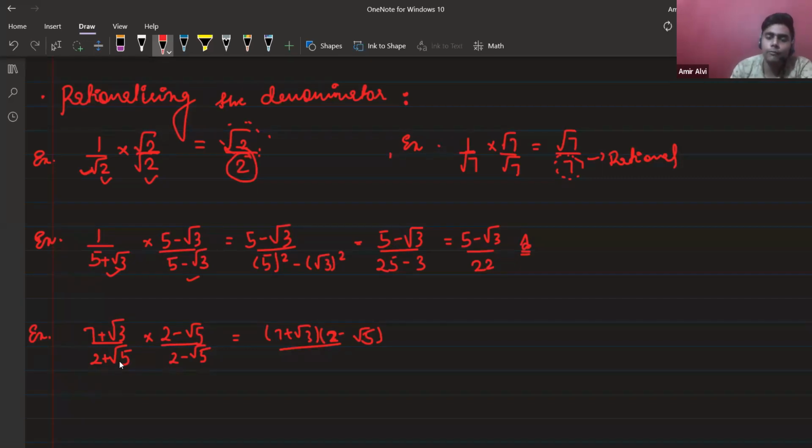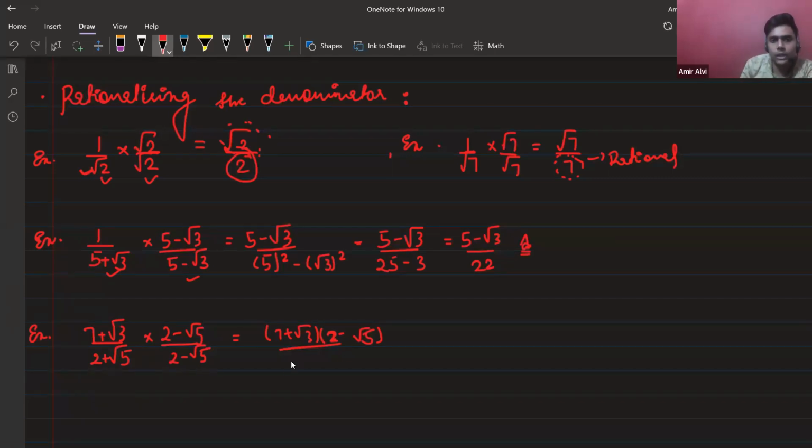While rationalizing the denominator, you will always get the identity a square minus b square. You can see, first thing, a square minus b square. So keep that thing in mind. When rationalizing the denominator, you will always get the identity a square minus b square.